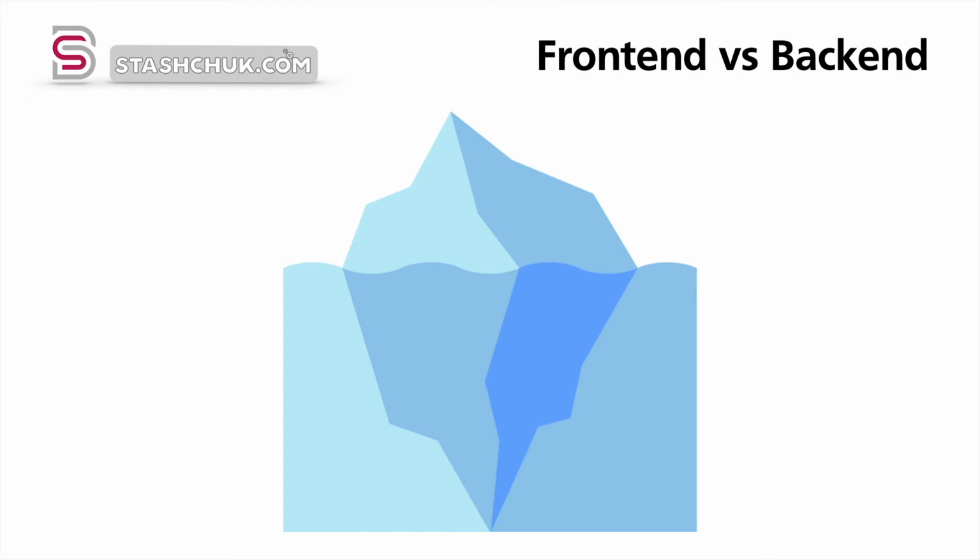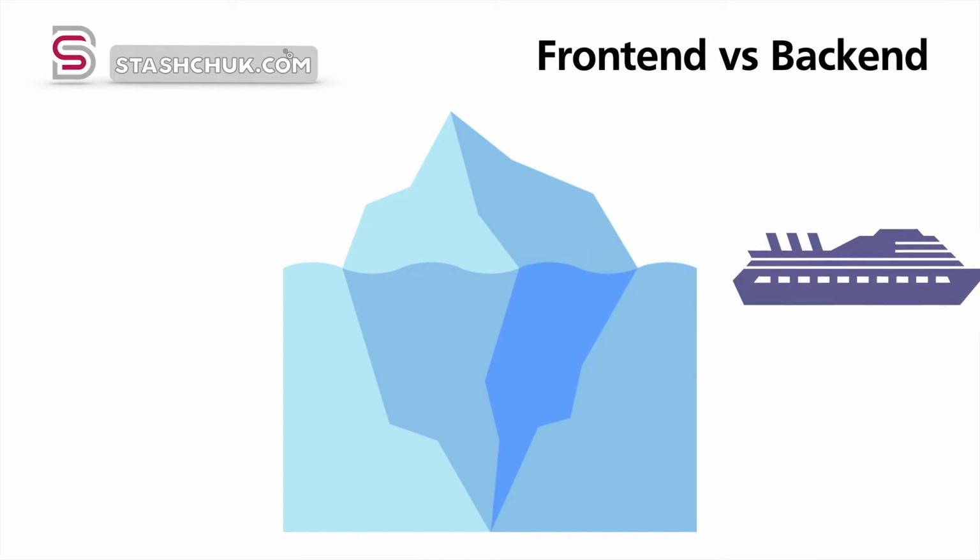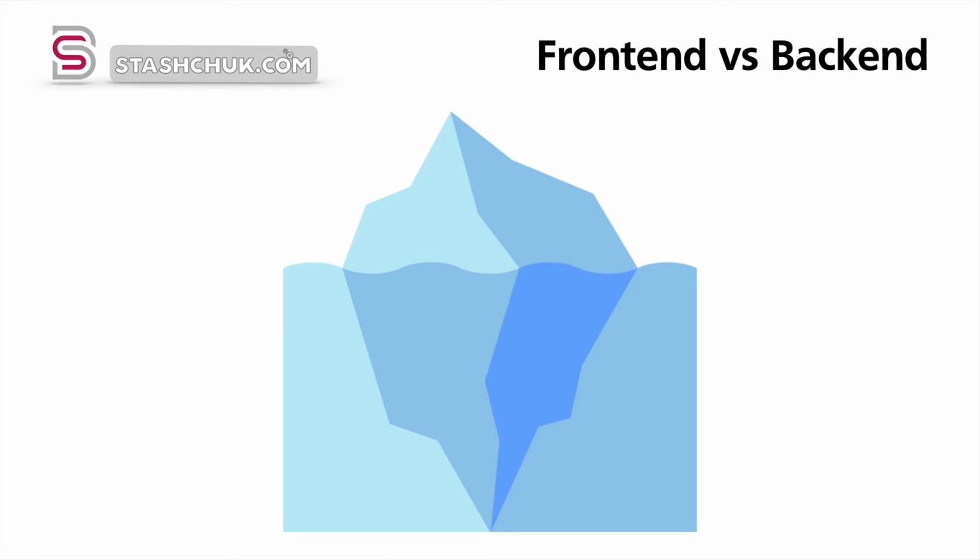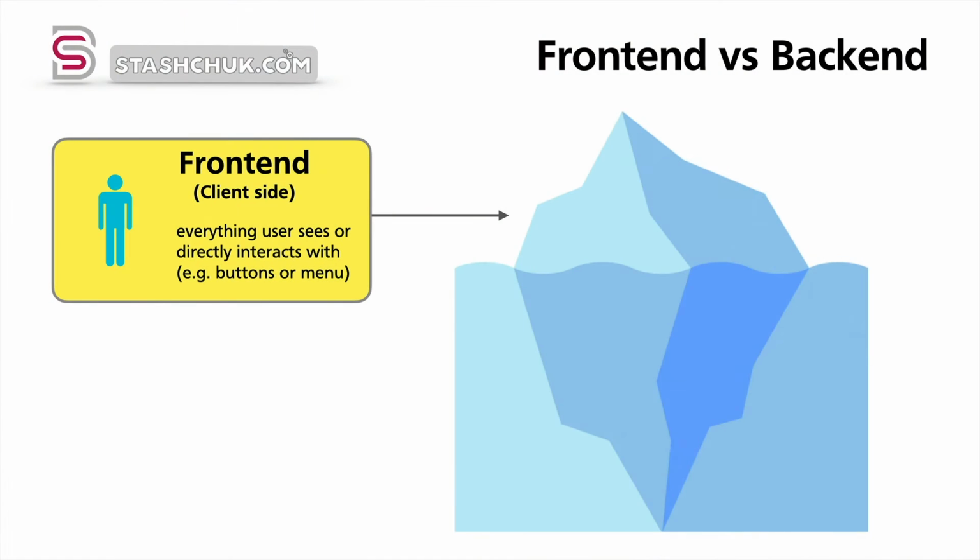This is iceberg. And as you probably know, on average only 1/10 or 10% of an iceberg is above the surface of the water. The rest is under the surface and therefore not visible for people sailing on a ship next to an iceberg. In the web development world, part of the iceberg above the surface is front-end or client side. That's everything a user sees or directly interacts with, for example, buttons, menu, text or images.